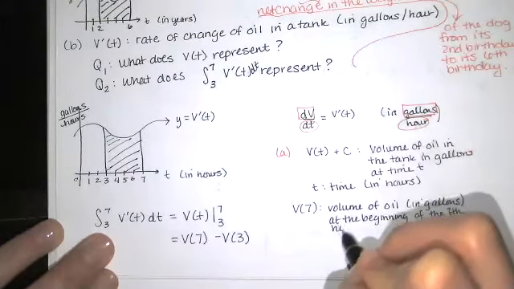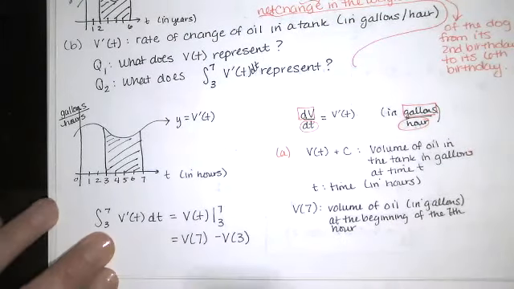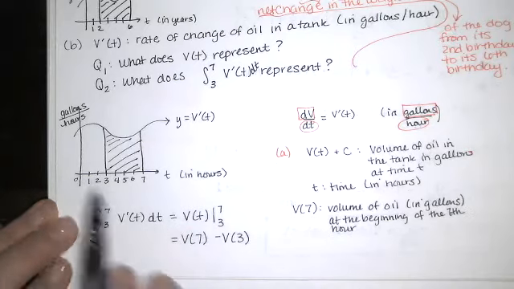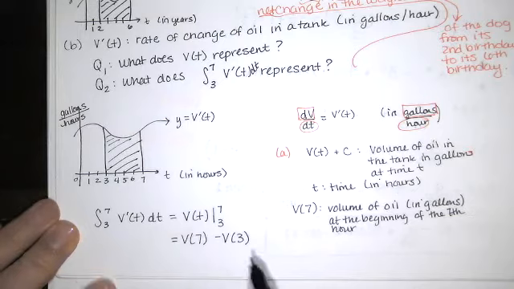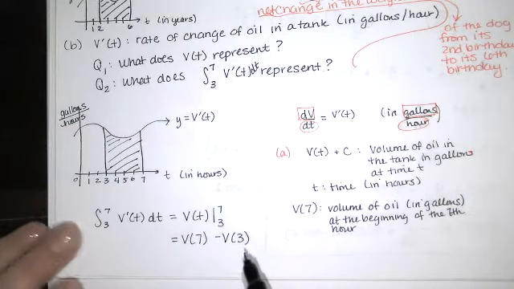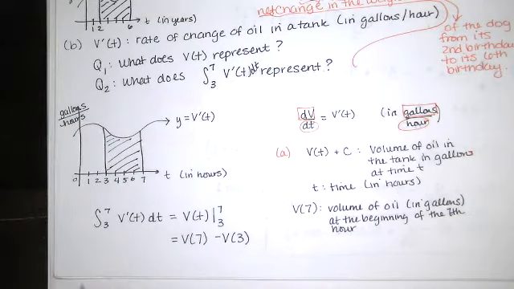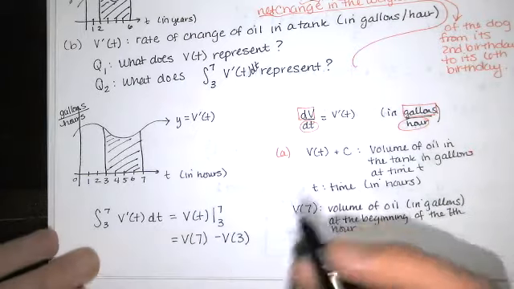I mean, we could have started measuring it at any time, right? So we've decided what t equals 0. Here's when we're going to start taking our measurements. 7 hours later, or at the beginning of that 7th hour, this is the volume of oil in the tank at that time. And this is the volume of the oil in the tank at time t equals 3 hours. So that's at the beginning of the 3rd hour.